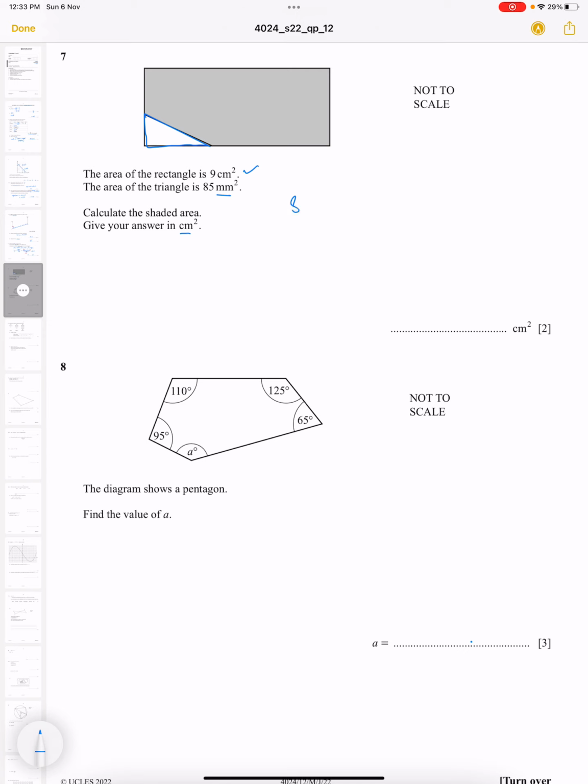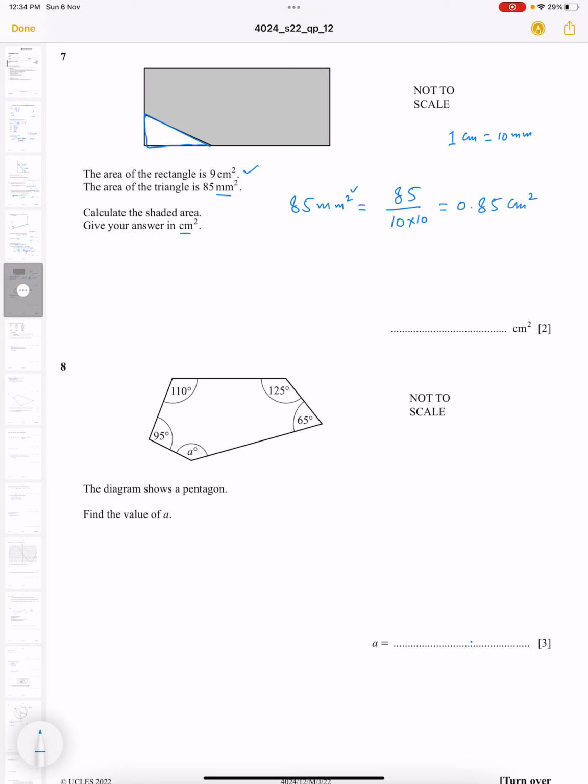So convert 85 millimeter square to centimeter square. In order to convert millimeter to centimeter, we know that 1 centimeter is equal to 10 millimeter. So we divide the value by 10. But since it is a square here, we will divide by 10 multiplied by 10, which means 100. So this gives us 0.85 centimeter square.